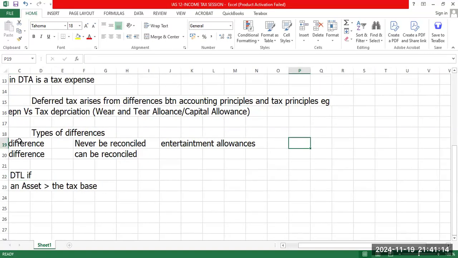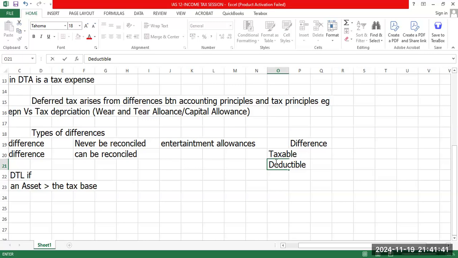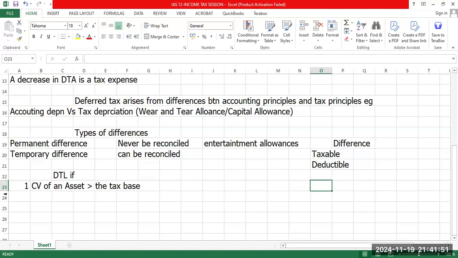Maybe there are some things I didn't talk about. The difference you will get here can be taxable or deductible. Also, you need to do that in your summary. I'm not going to confuse you. Okay. You have deferred tax liability if the carrying value of an asset is greater than the tax base. That is number one.